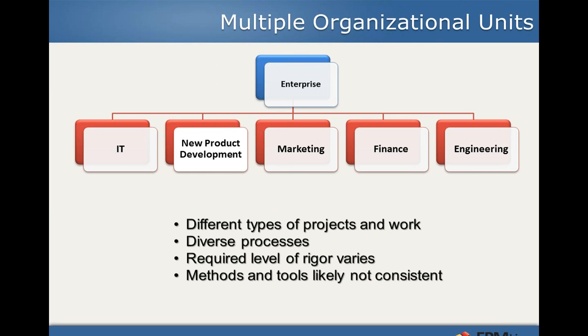Also, the level of rigor as far as sophistication or depth of project management process can vary or even be required. So for example, a large capital project in an engineering realm would require more rigor and more project management process than, say, a higher level marketing project, for example, within an organization, typically. So what ends up happening by default, if this stuff happens organically, is the methods and the tools that are used by these different departments to manage projects and manage resources and manage portfolios of projects are likely not consistent.